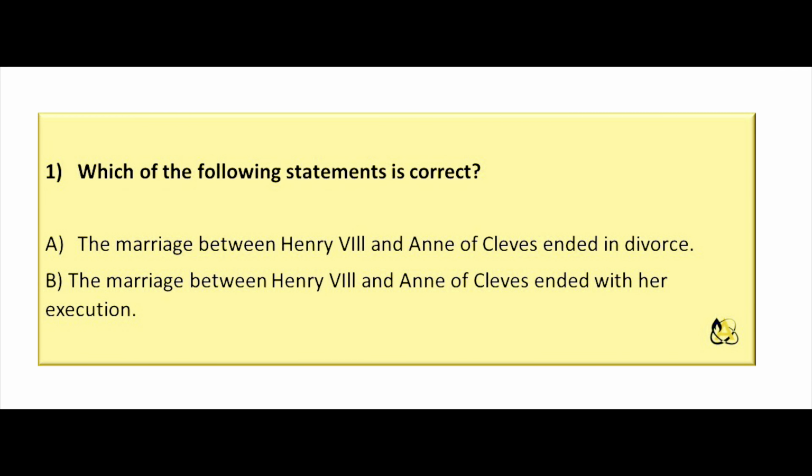Can you please pause the video and try to see if your knowledge is up to standards. And I hope we've explained it sufficiently. So question number 1. Which of the following statements is correct? A. The marriage between Henry VIII and Anne of Cleves ended in divorce. Or B. The marriage between Henry VIII and Anne of Cleves ended with her execution. And the answer is, of course, that it ended in a very peaceable divorce.